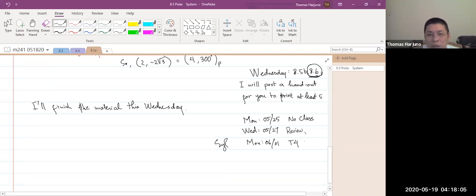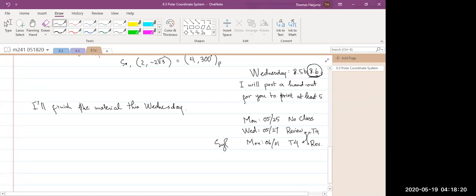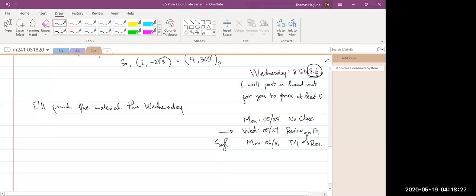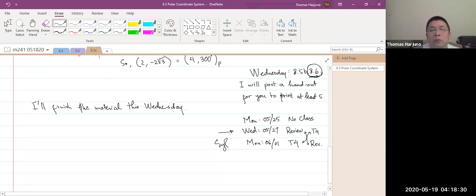Or we can switch that, where we do test 4 next Wednesday, not this Wednesday, but next Wednesday, and then review for final on the Monday after. I'd rather switch it. So you want next Wednesday to be your test? Yes, so we can review Monday. Okay. Here's the thing. Originally, I thought that next Wednesday is our test 4.